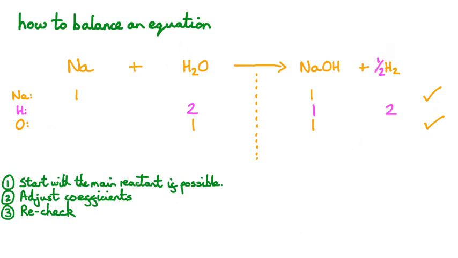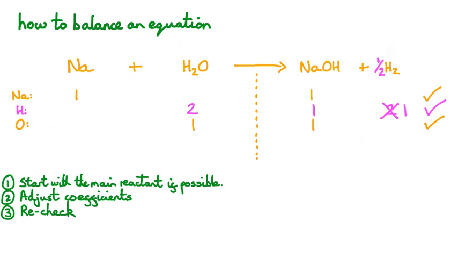Technically, we could add a coefficient of 1/2. This would reduce the number of hydrogen atoms on the product side and therefore leave us with 2 hydrogens on both sides, making it balanced. At the same time, it doesn't affect the numbers of any of the other elements. While this is technically a balanced equation, it's always nicer if we can have whole number coefficients wherever possible.